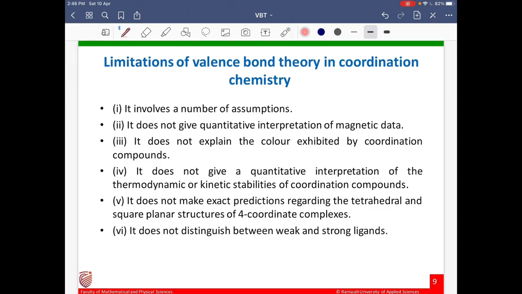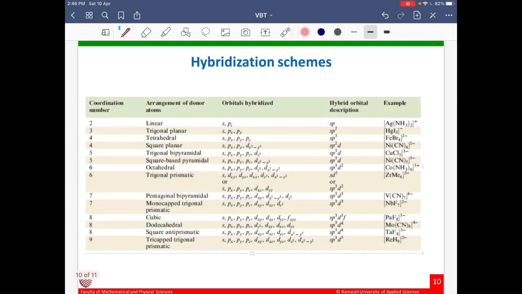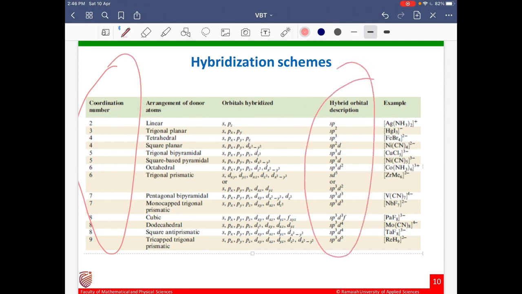These are the limitations of the valence bond theory in coordination compounds, and we can overcome these limitations with the help of molecular orbital theory or crystal field theory that we will study later. Here is a table where, if you know the coordination number, we will be able to find what kind of hybridization it follows, and a few examples of compounds having that hybridization and coordination number.